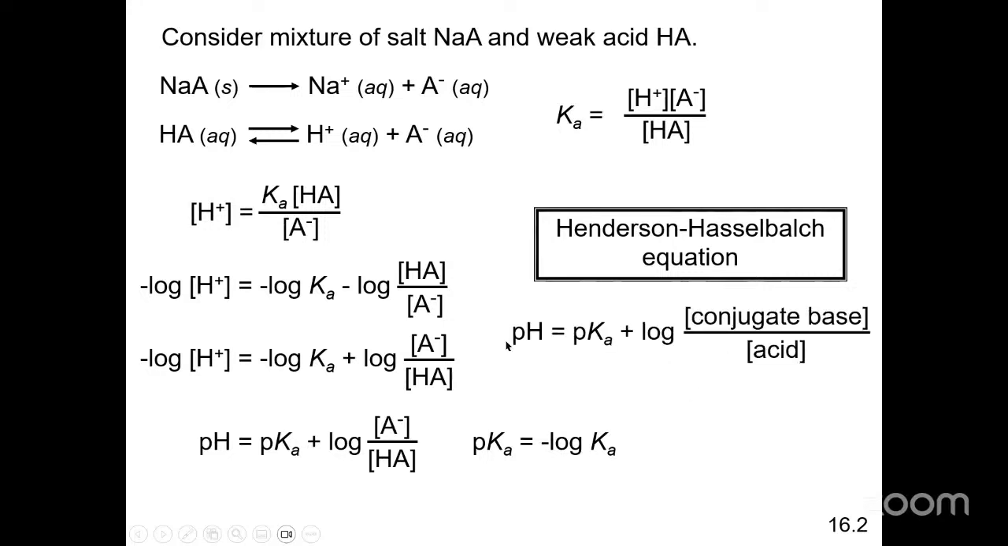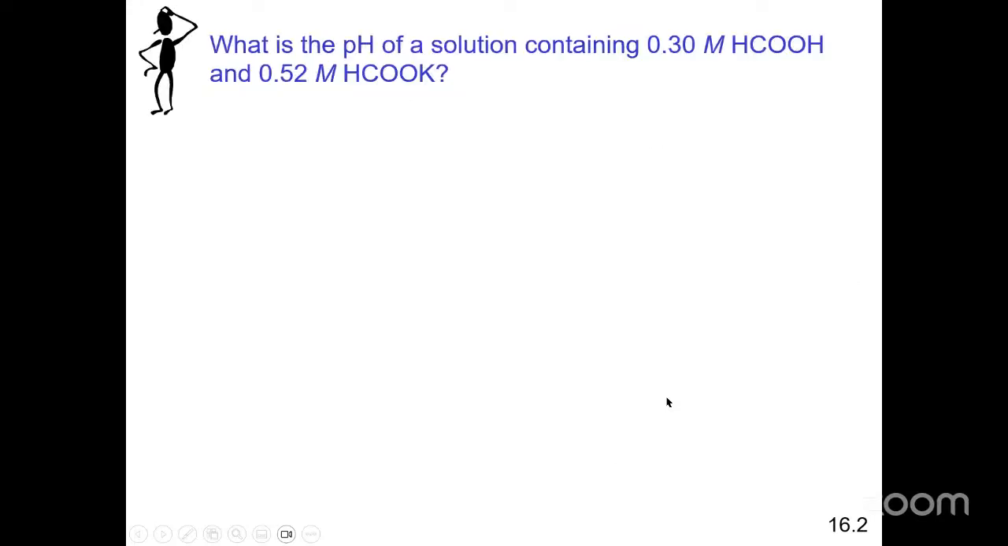So this is how you can express the Henderson-Hasselbalch equation. It's going to be pH is equal to pKa plus log of the concentration of the conjugate base of the acid divided by the concentration of the acid. All right? So that's basically how that works. Now, there's a special name. Oh, well, before we get to that.